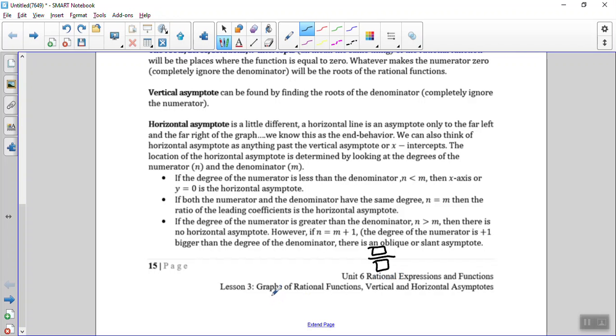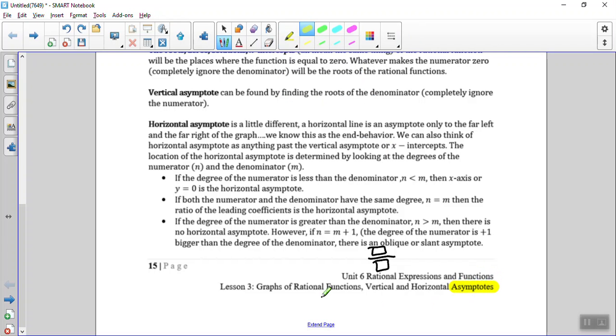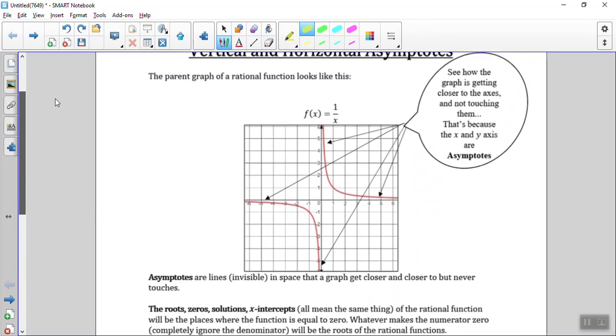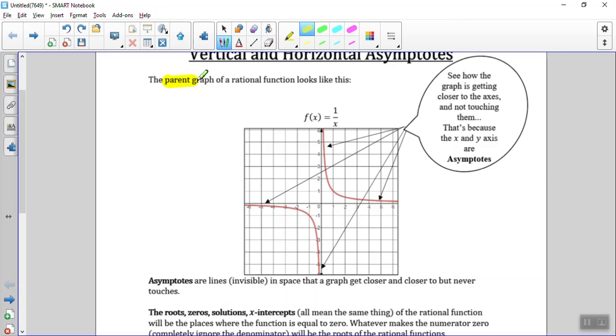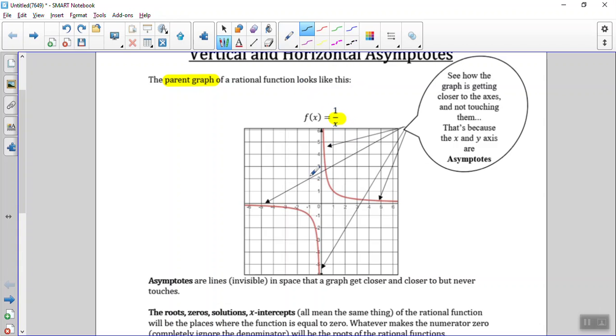And this lesson, lesson 3, is graph of rational functions, and also the new vocabulary word that you're gonna learn is about asymptotes, okay? So here's what the parent function of a rational function looks like. It looks like the red part right here. This is one function. It's the graph of f of x equals 1 over x. You notice you see a fraction bar right there, so it's a rational function, and the x is in the denominator, and that's the parent function, and it looks like this. It is the red part right here.